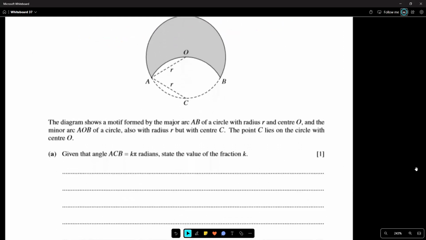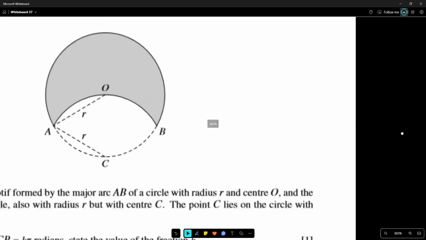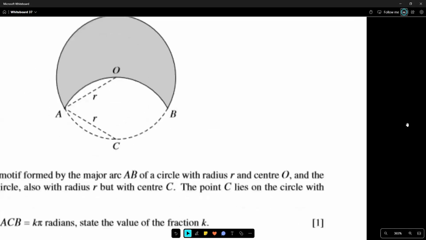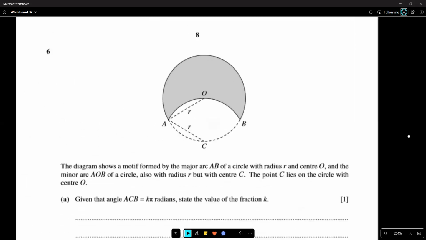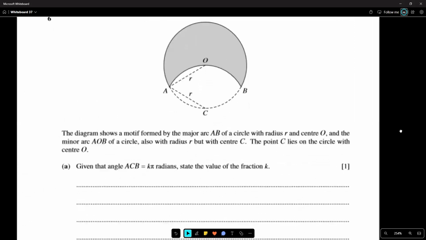So this question, they say in the diagram, shows a motif formed by a major arc ABC. Okay, let me just come down a little bit. Wait, what is happening here? Too much zoom. Sorry about that, ladies and gents. Let me adjust this. Yeah, this should be fine. Okay.